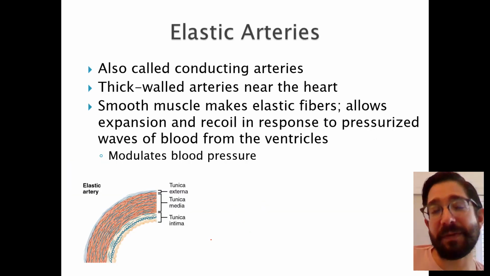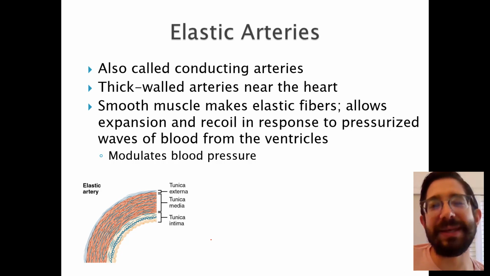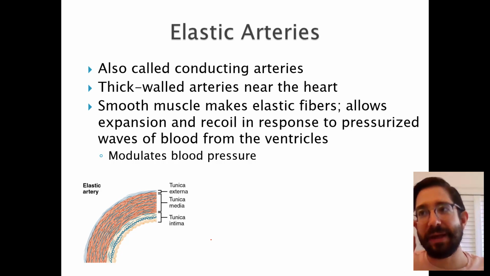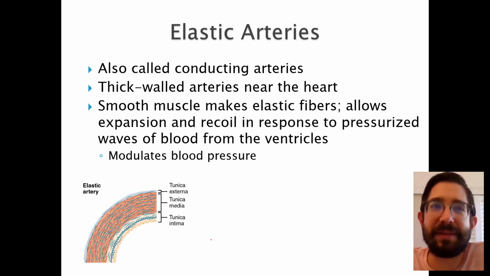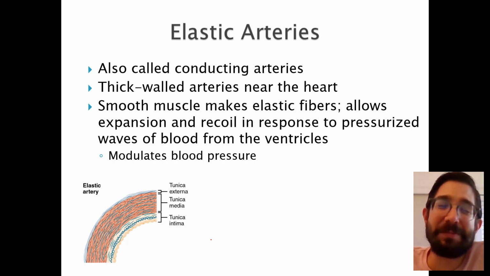There are different types of arteries though, starting with elastic arteries. Those are also called conducting arteries because they are the early arteries that are sending the blood to certain places. They're very thick because they're right next to the heart. So we're talking like the very early branches off of the heart. And there's a lot of smooth muscle. The smooth muscle in this case actually makes the elastic fibers.